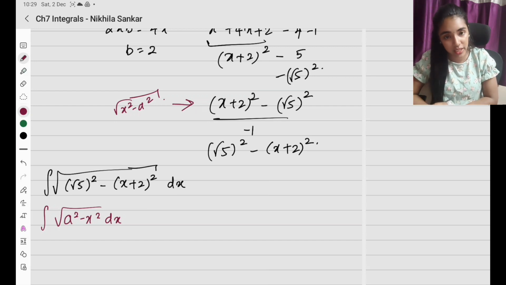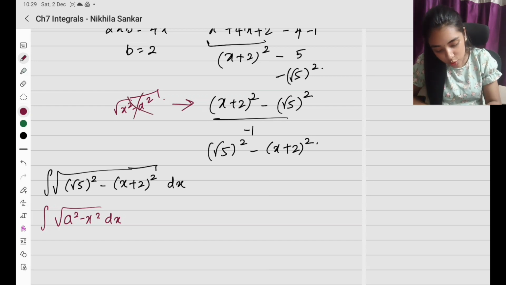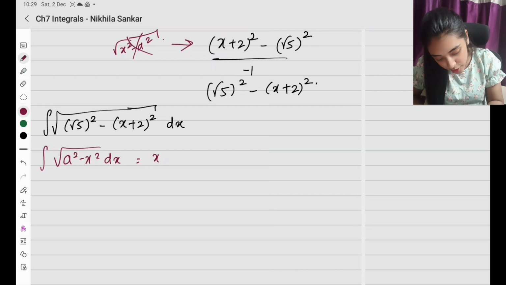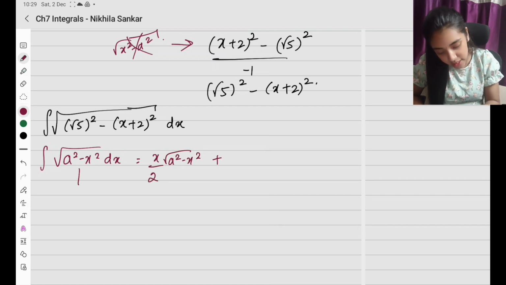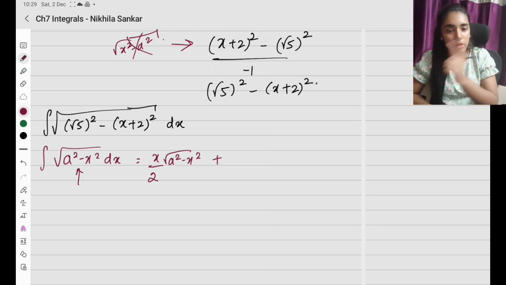Okay, if you just leave it like that, if you don't divide by minus 1. Okay, so don't make this mistake. The formula is going to be first x by 2 square root of a square minus x square plus, even if there is a minus here, you must write plus. The minus came in the previous question.